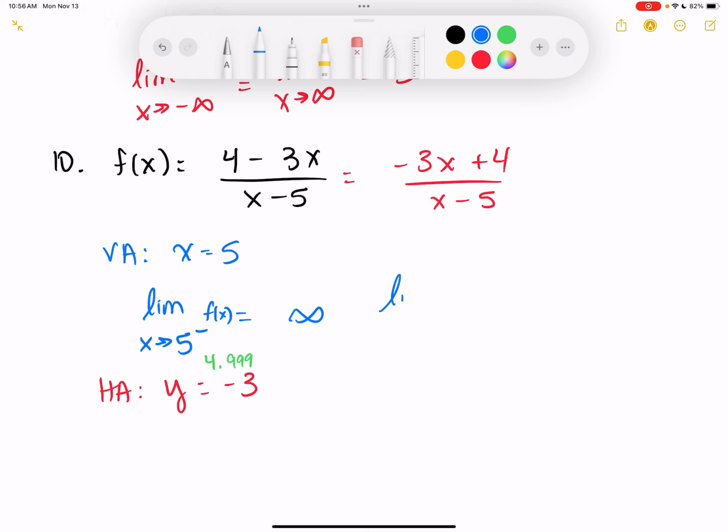And then the limit as x approaches 5 from the right would be 5.0001. So on top, I've got a negative times a positive, which is still going to be negative, plus 4, that's still going to leave me as a negative. Then on the bottom, I've got basically 0.001 left, which is a positive. So where's this one going? Negative infinity. There we go. For real this time.